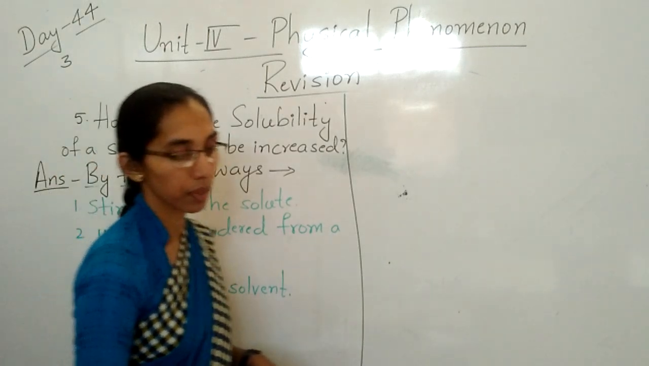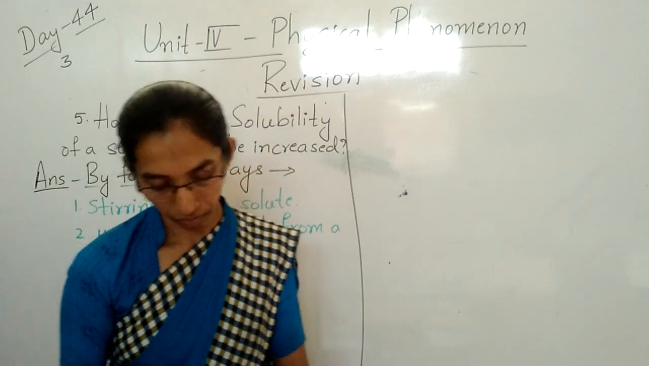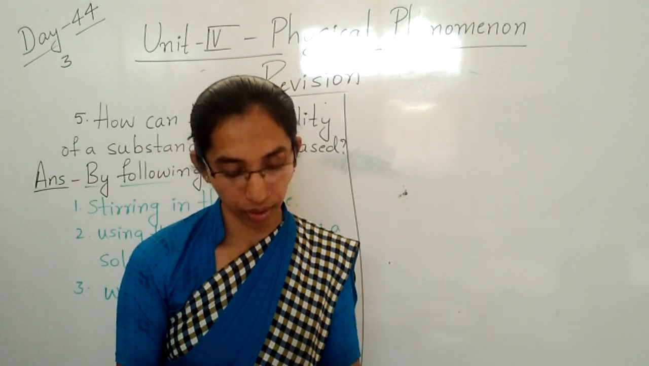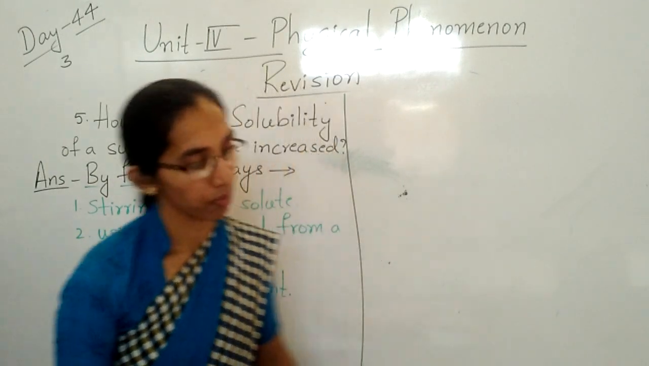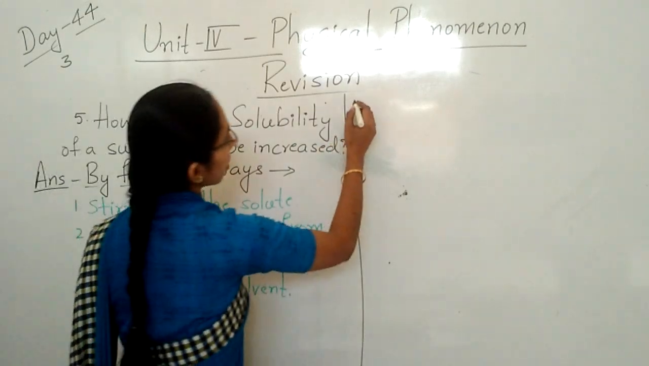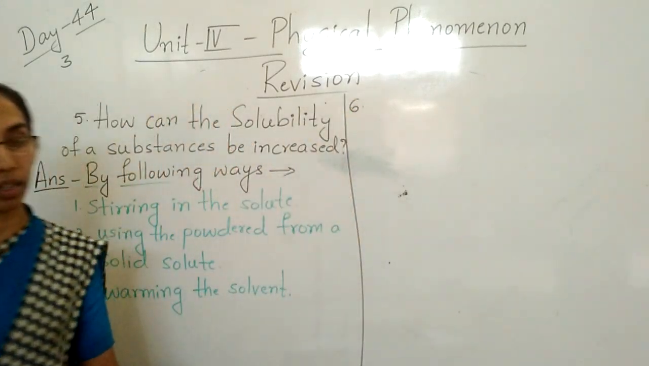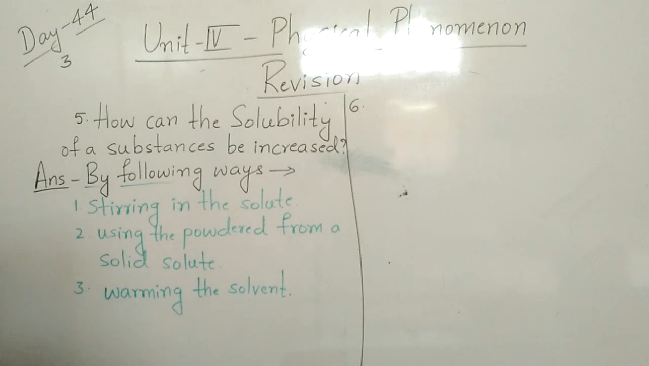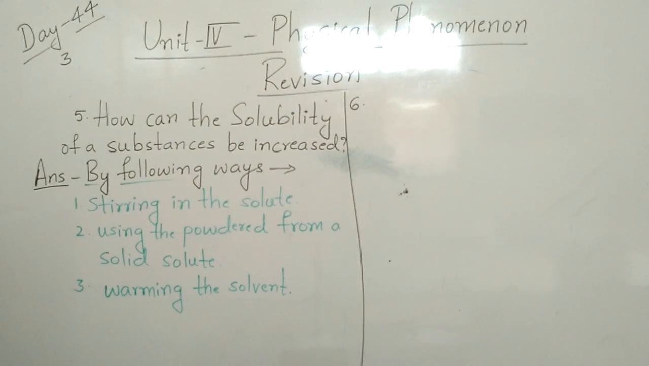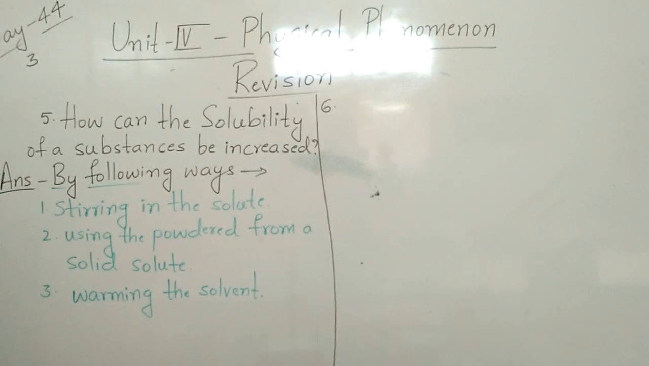Okay children. Next question. Question number 6. Write question number 6. Don't make any spelling mistakes, children. Okay.